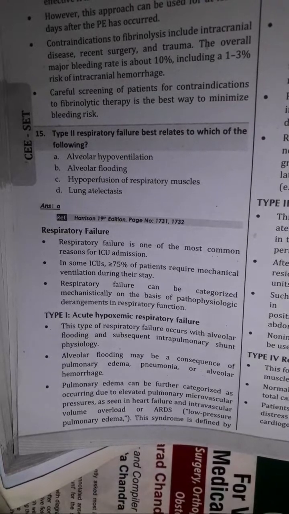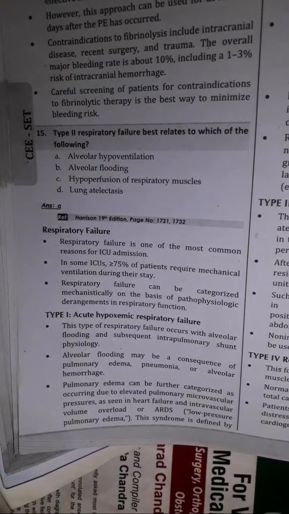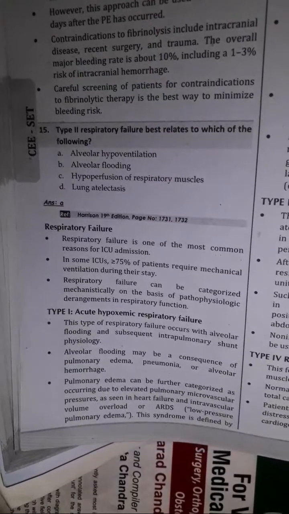Type 2 respiratory failure best relates to which of the following? Alveolar hypoventilation. The correct answer is A, alveolar hypoventilation. Now, explanation.